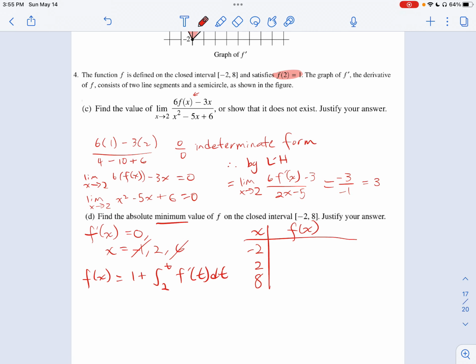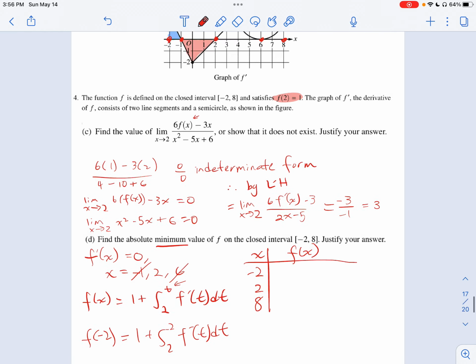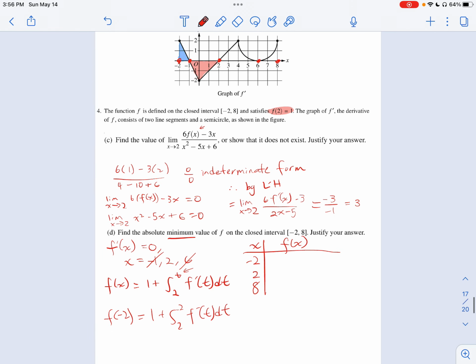So really that means every time we are evaluating the function at a particular t value along the x-axis, that would be our upper bound here. So if we're testing -2, for example, f of -2 would be 1 plus the integral from 2 to -2 of f prime of t dt. And we actually don't need to do any integrating because we have the graph in front of us, so we can easily find the areas underneath the curve to find the integrals just by finding the areas of these geometric figures. So we actually don't have to do any integrating.